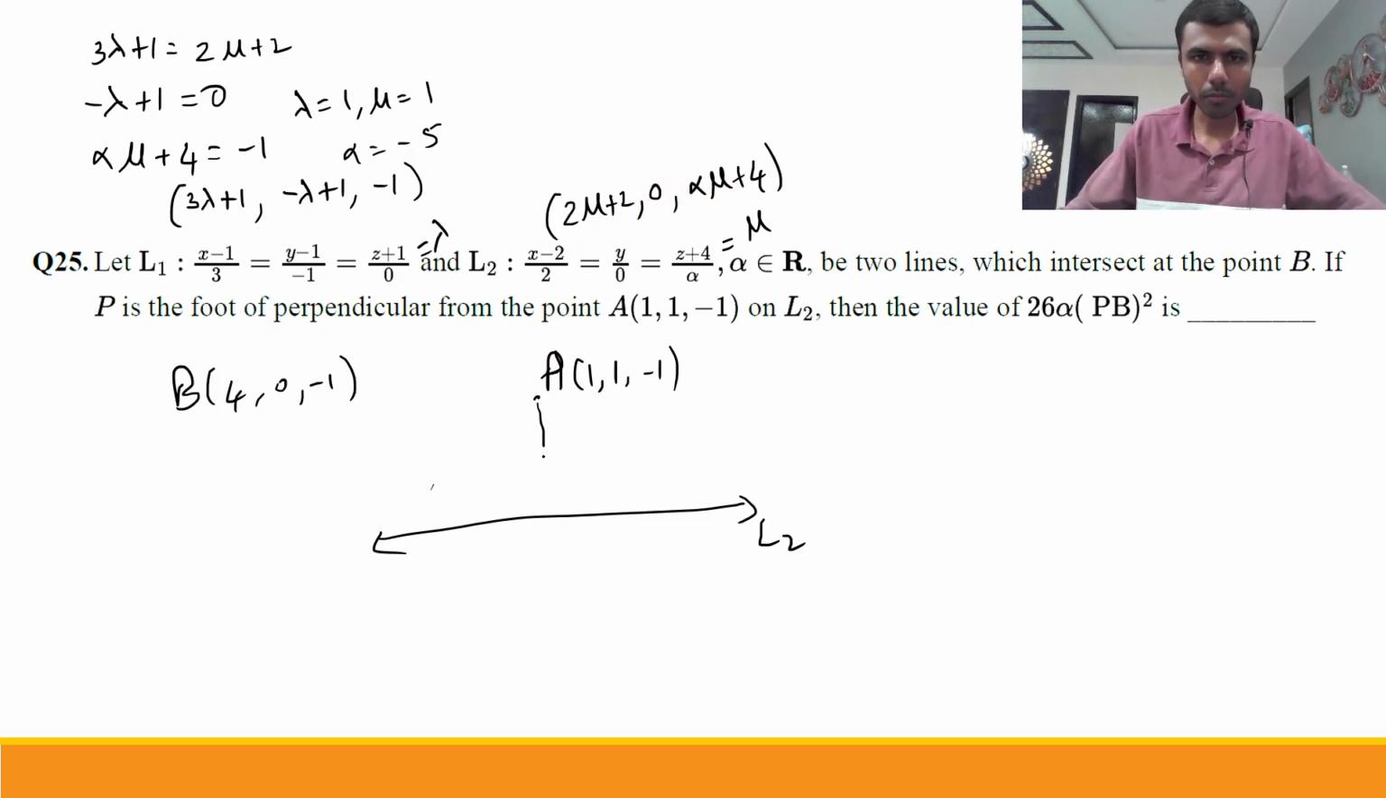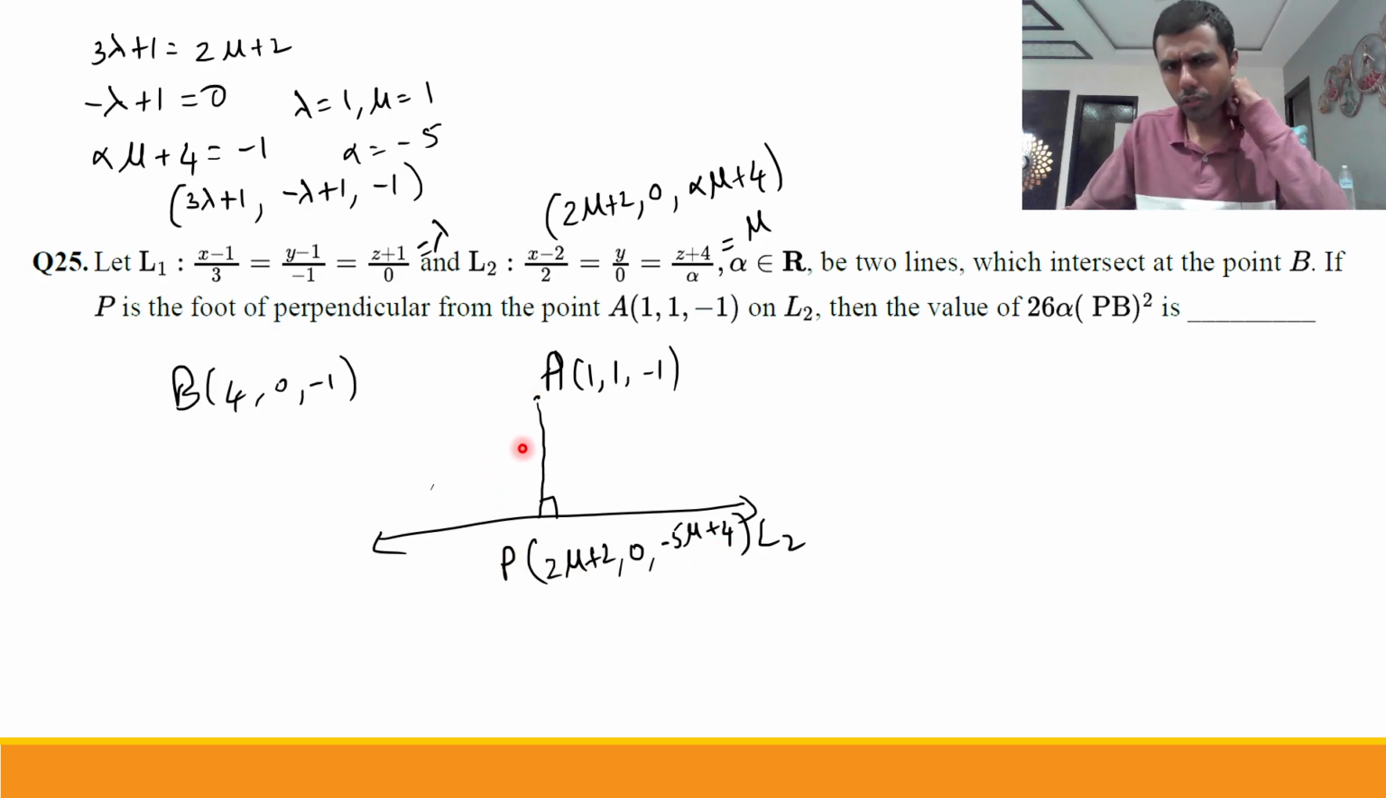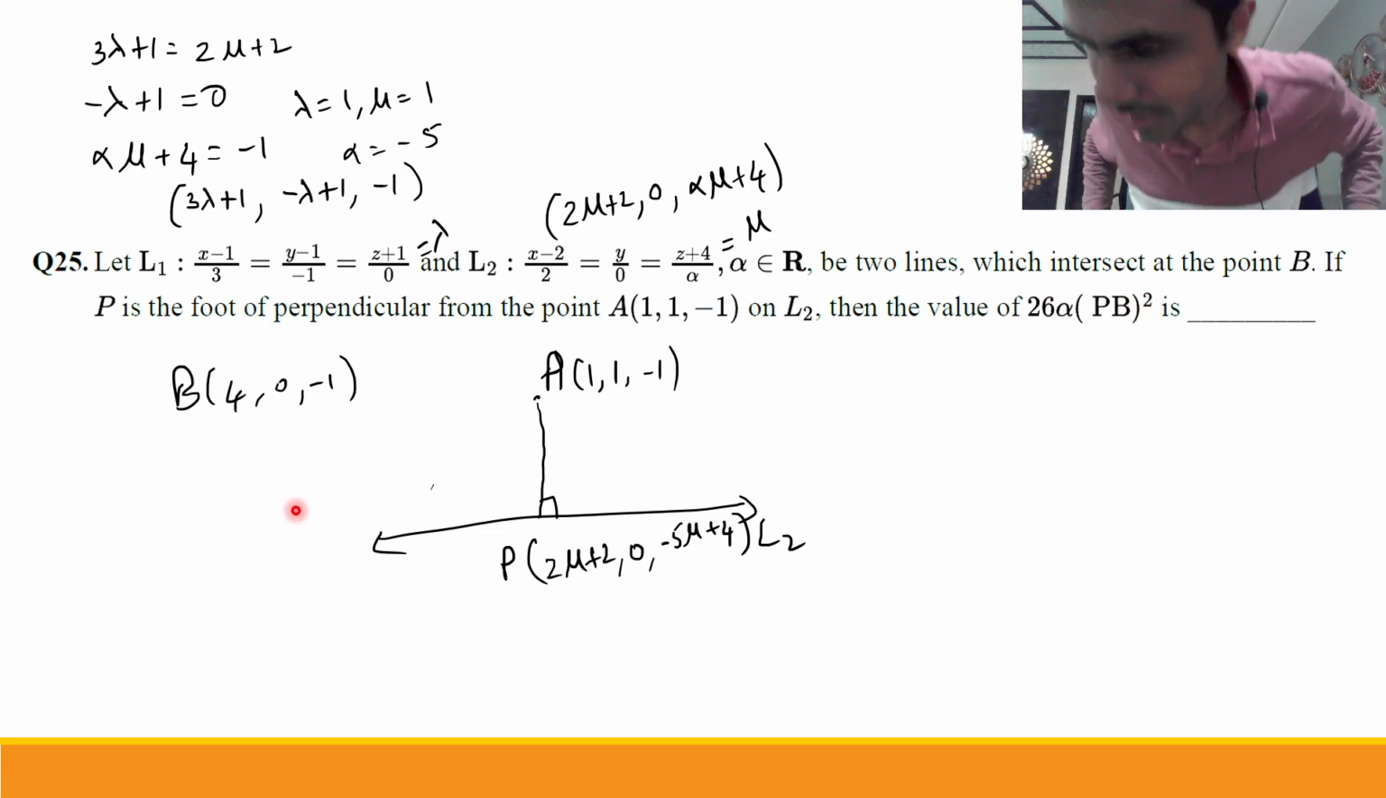See, it's a foot of perpendicular, right? So P will definitely be of the format 2 mu plus 2, 0, alpha mu plus 4, where alpha is minus 5, so minus 5 mu plus 4. Now what you have to do is find the DRs of AP and take the dot product of DRs of AP with the DRs of L2, which are 2, 0, alpha, which is minus 5. That would be 0, and then you will get the point B and point P, and based on that you can find out PB distance and then PB square, and then that's done.